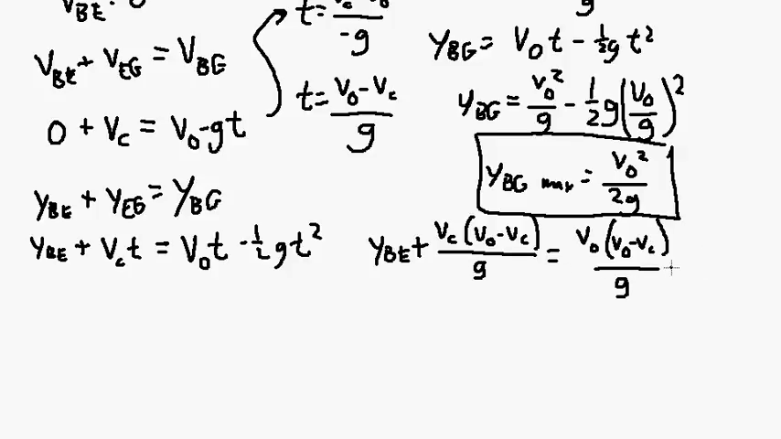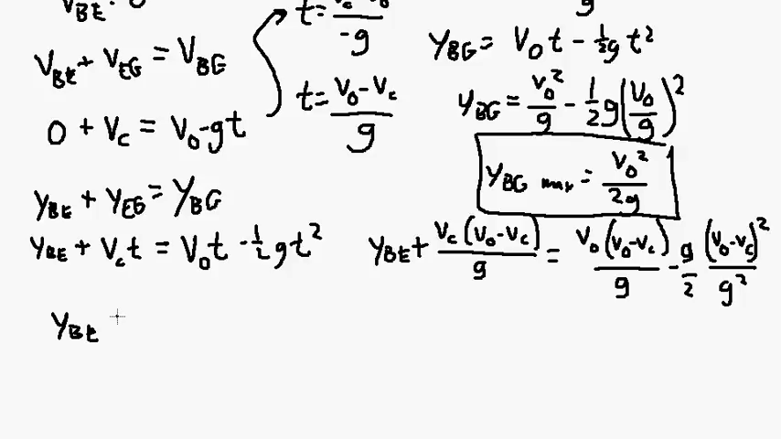And then minus, I'm just going to make this a g over 2 to save some space because we're going to be kind of cramped here. And then t squared, so (v_0 minus v_c) squared over g squared. Okay, so y of the ball with respect to the elevator.